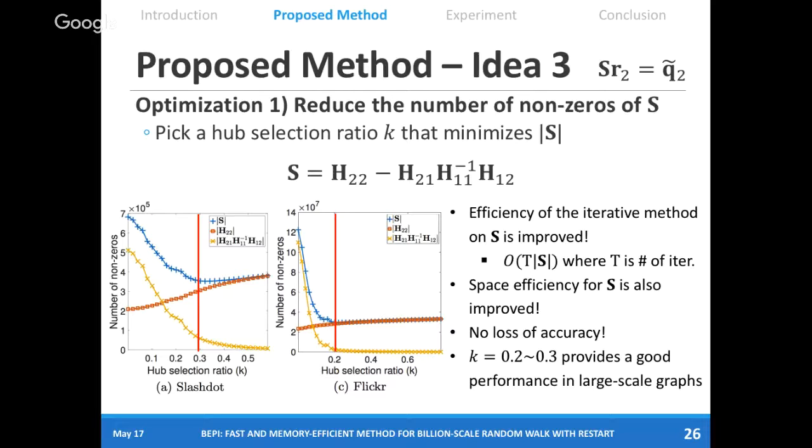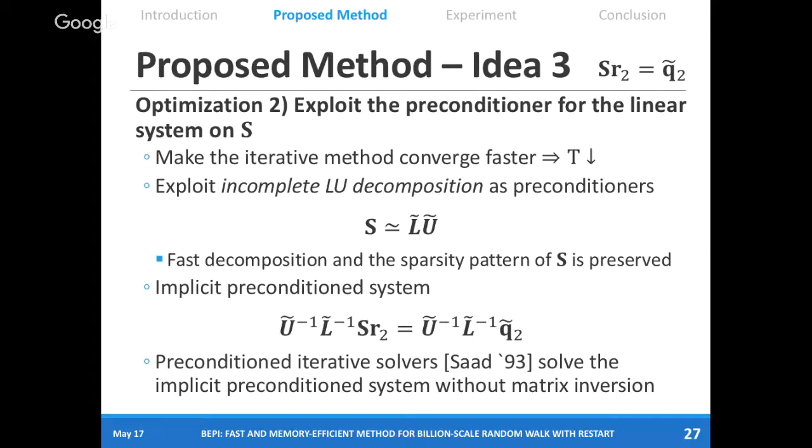So if we pick a hub selection ratio K that minimizes the number of non-zeros of S, then the efficiency of the iterative method on S is improved, and the space cost for S is also improved. Okay, let's check the second optimization. The second optimization exploits the preconditioner for the linear system on S.